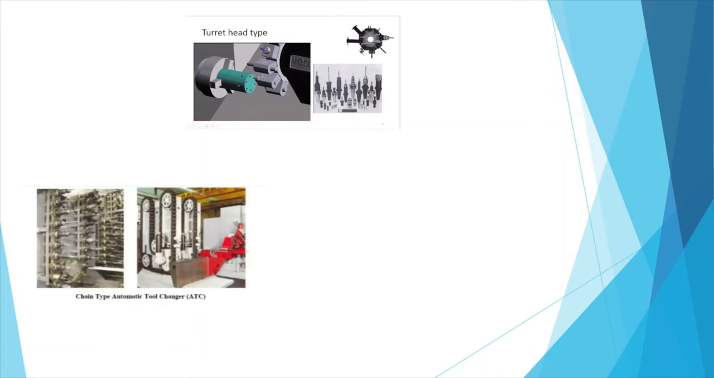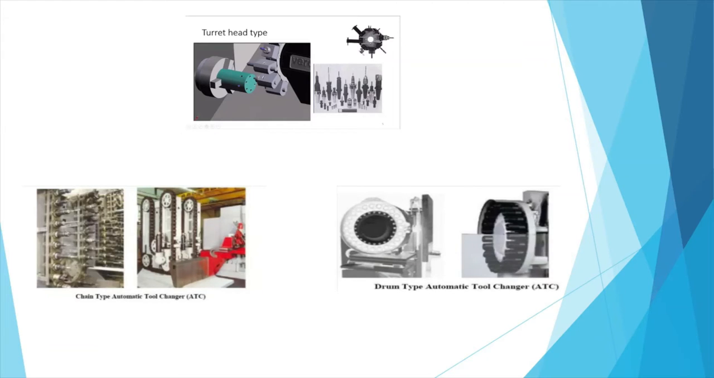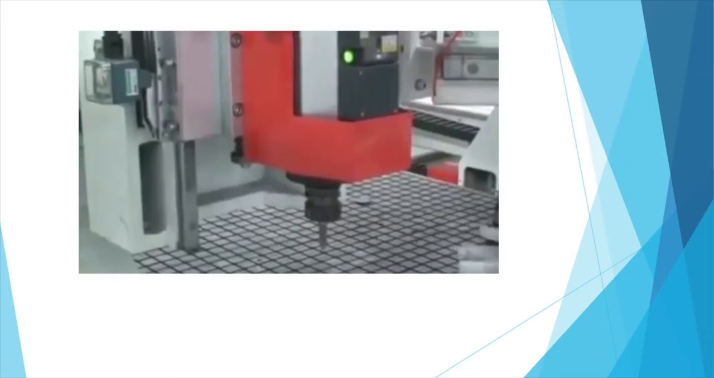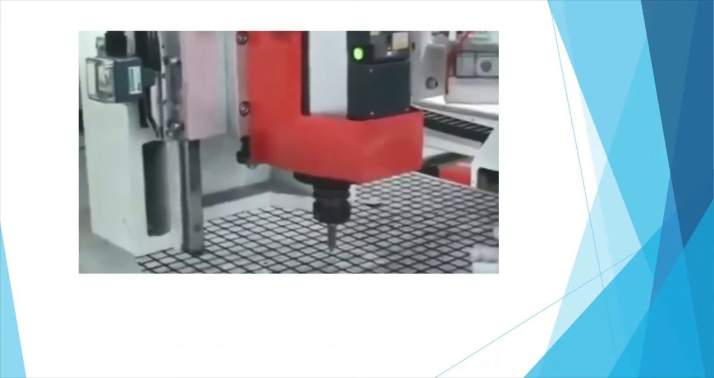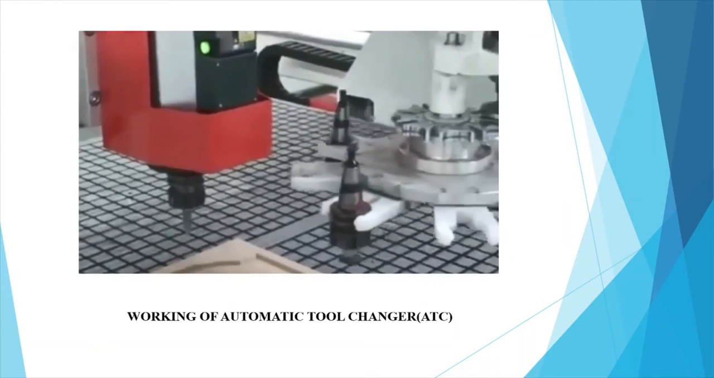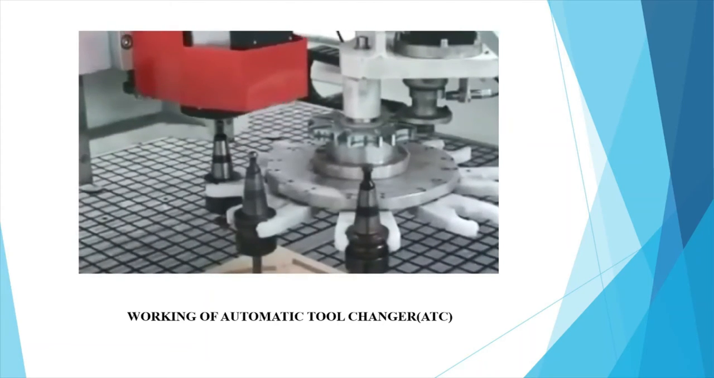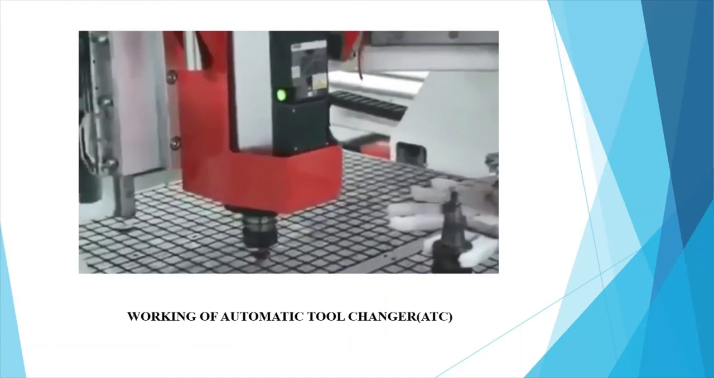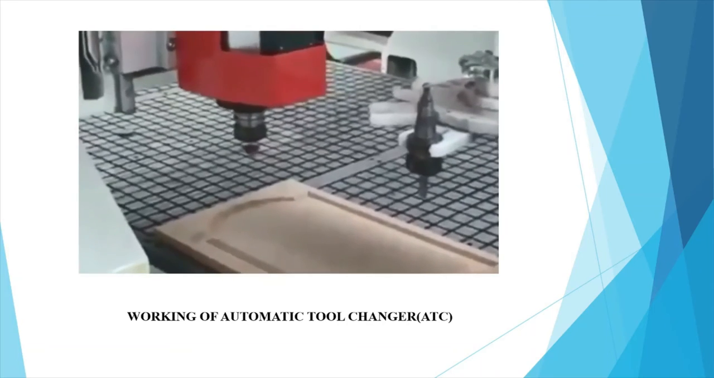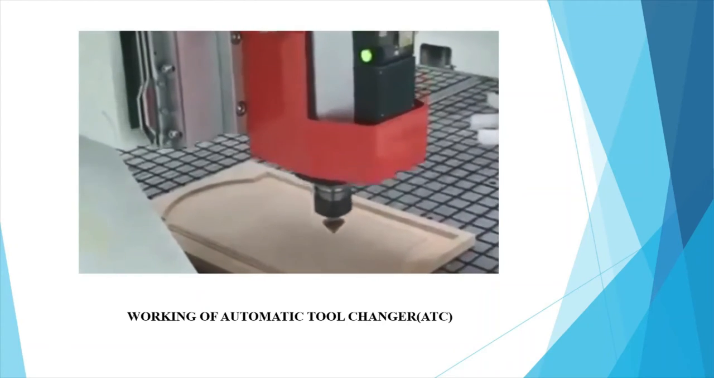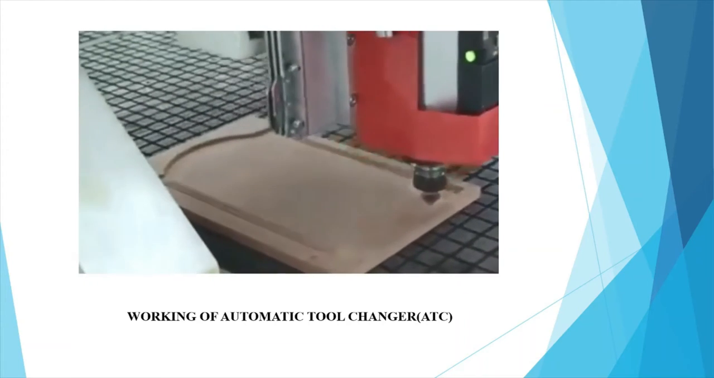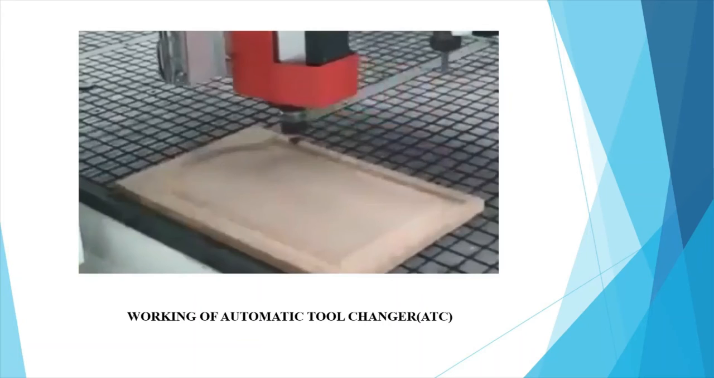So first figure shows turret head type ATC. Then this is a chain type automatic tool changer. And this is a drum type automatic tool changer. Now we see the working of ATC by this video. So this is a working of automatic tool changer. In this, as we see, the tool is firstly pulled from the tool holder and fits the new tool. So this is a working of ATC.